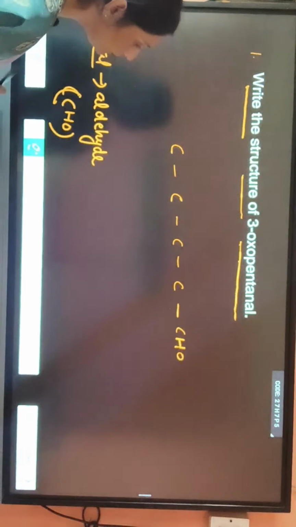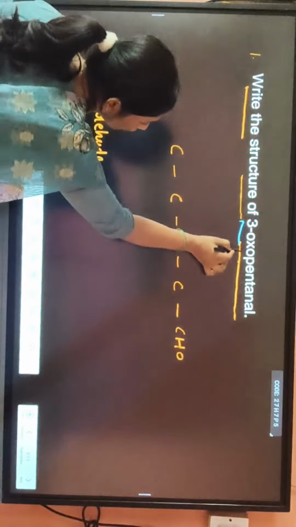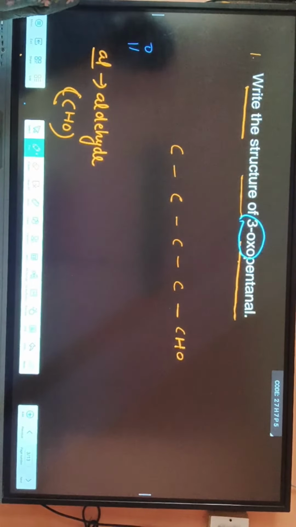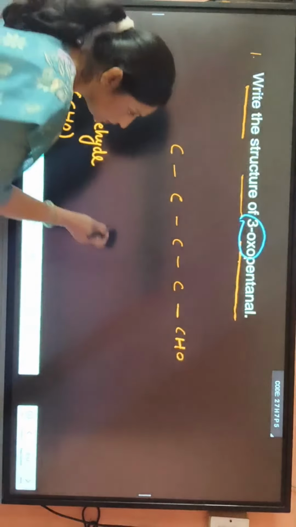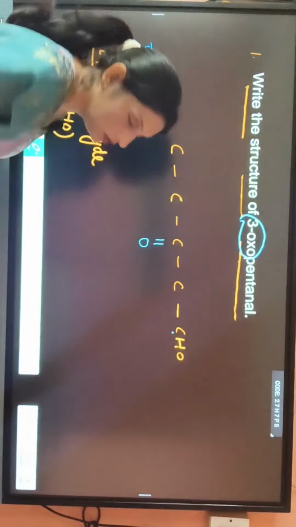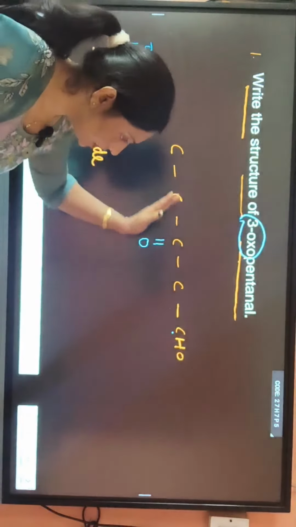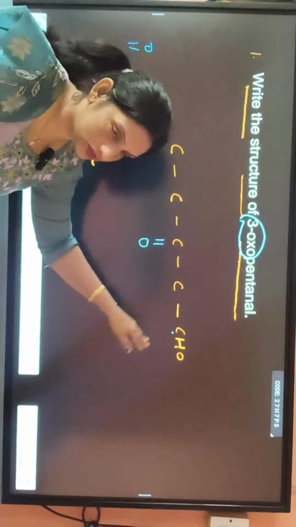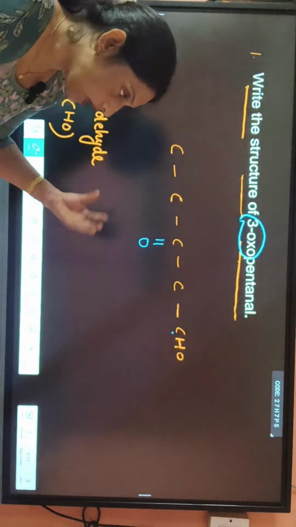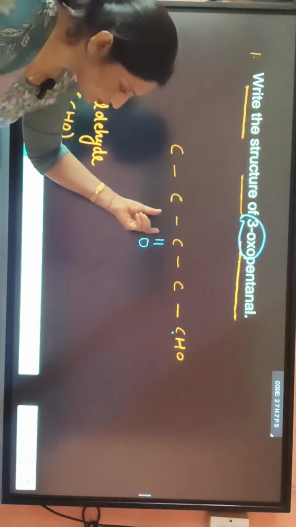Then we will see the substituents. Here the substituent is 3-oxo. Oxo means bond with oxygen, so at the 3 position, 1, 2, 3. First you see the word root and write that number of carbons. Then you write the functional group. If it is an aldehyde or carboxylic acid group, its carbon is included in the parent chain. After that, you see the substituents.